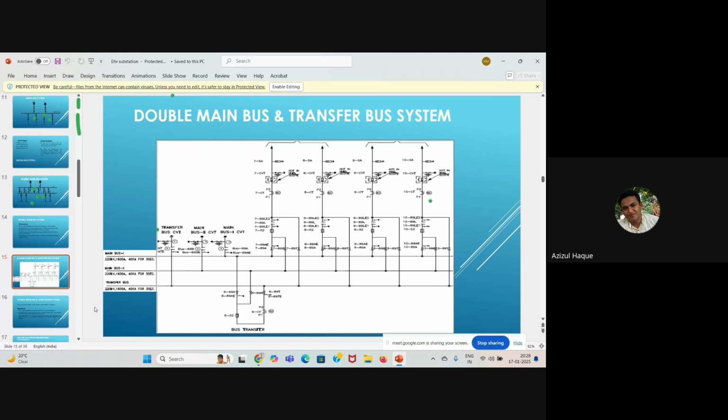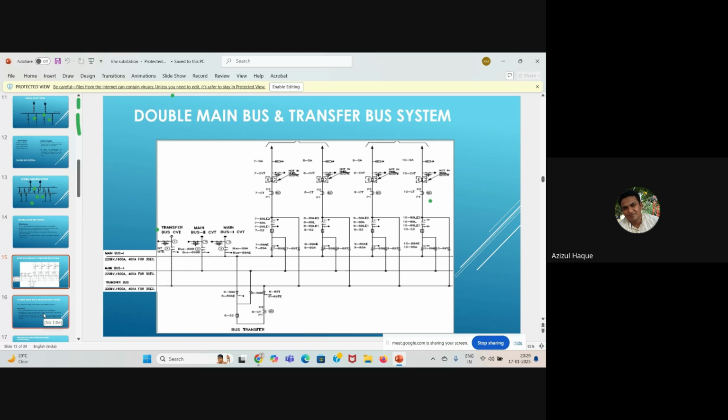Under this condition, we can switch off this breaker which is connected to main bus 1, the main feeder breaker, on which we have to do the maintenance work. So now if we trip this breaker, power will continue to flow in this circuit without any interruption through this transfer bus. Am I clear? Yes, sir. Okay. So this is the advantage, an improvement over the double main bus system.